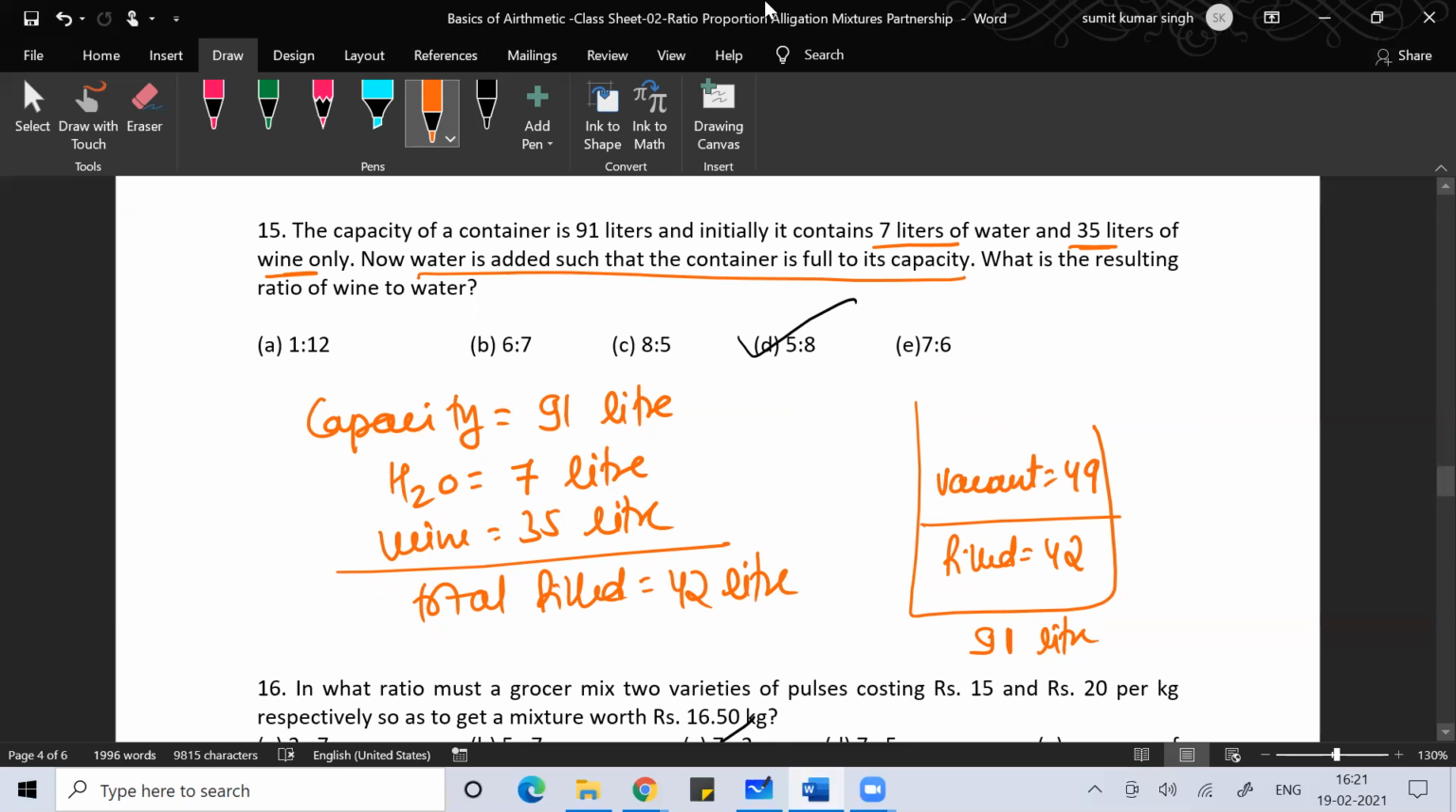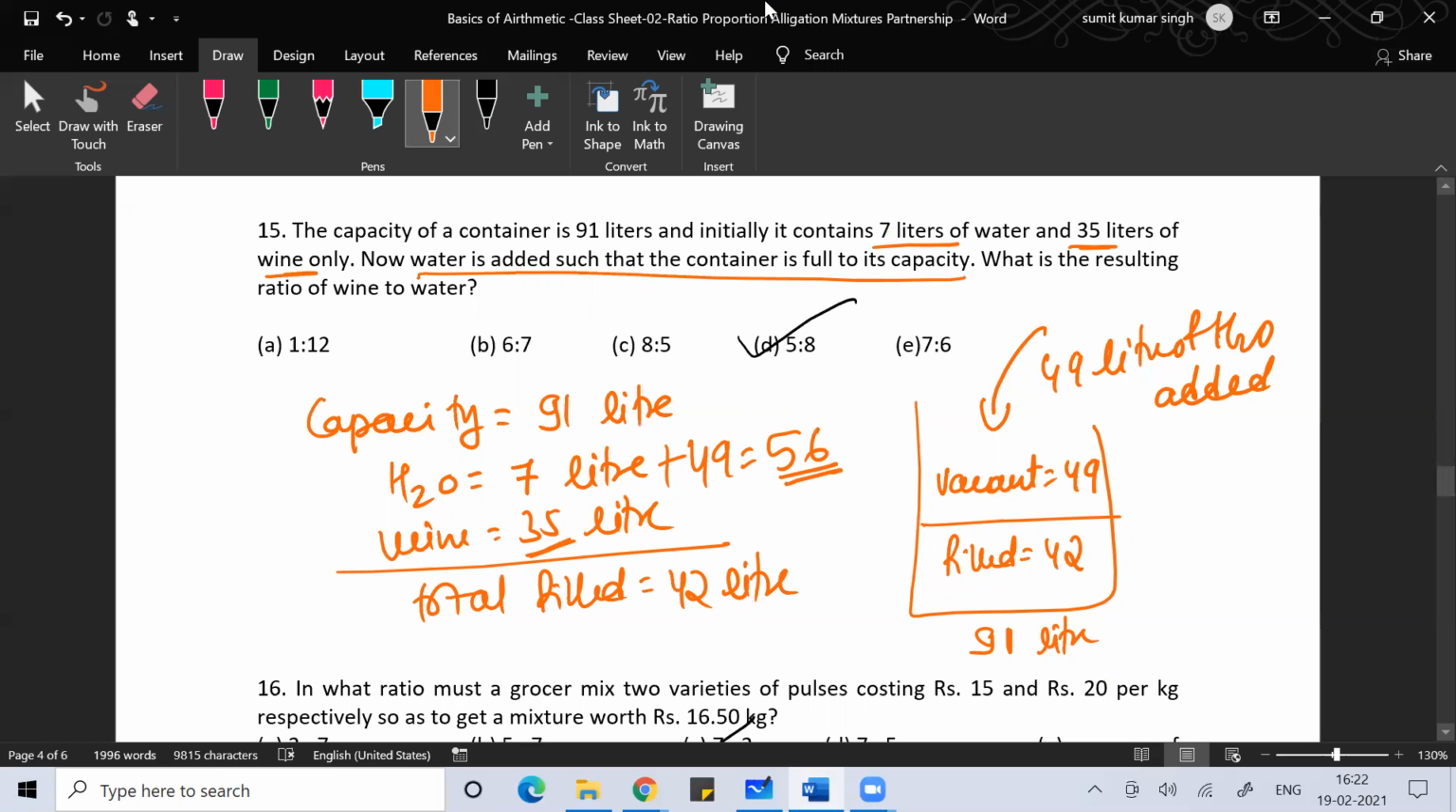So what you did, water is added to full capacity, which means how many liters of water are added? 49 liters of water is added into this. Now the water has become 56 liters. Wine is 35 liters.